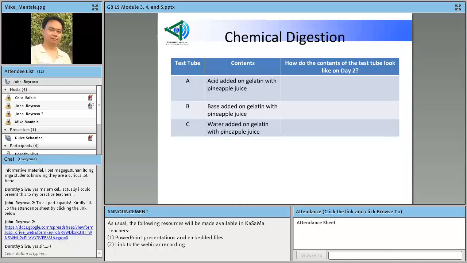Okay, so what are we trying to simulate here? Okay, why did we have to introduce acid and base here? Actually, this activity would like to simulate the acidic environment of the stomach in which chemical digestion takes place. Okay, so activity 3 explores the role of pH in chemical digestion of food.